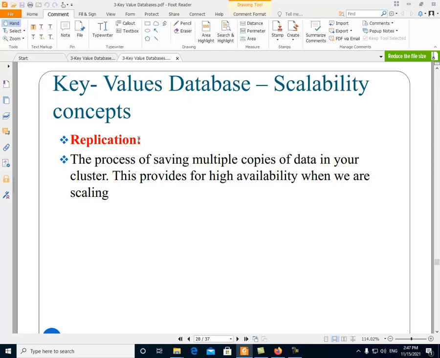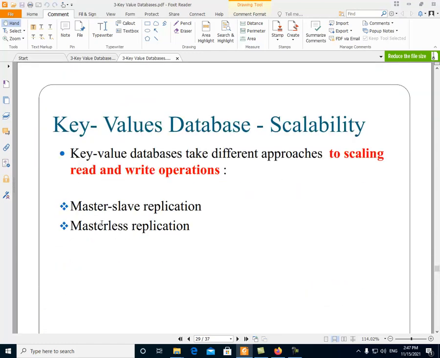High availability means that if a server fails, our system is still available. This is the meaning of high availability. When a server fails, our system could still work for us. And for the replication, we could have two strategies.